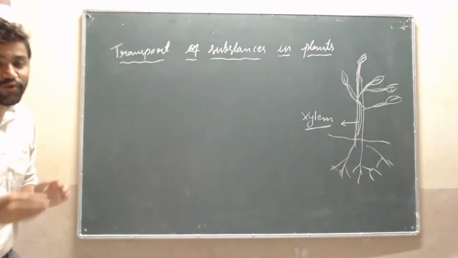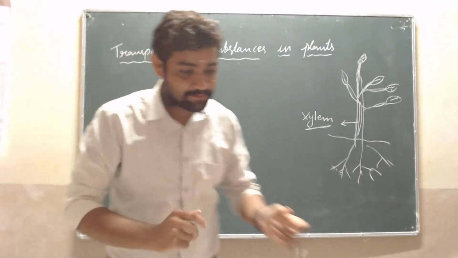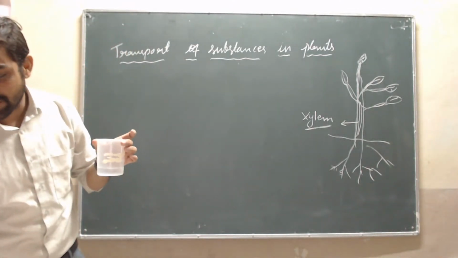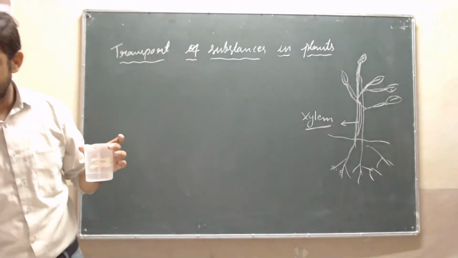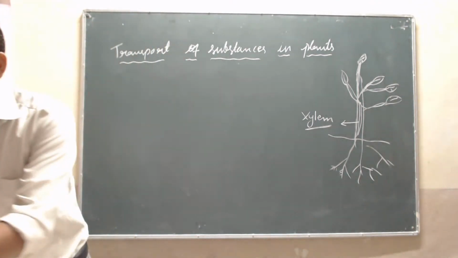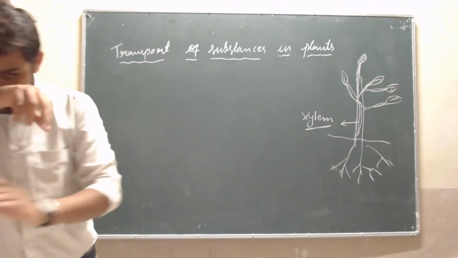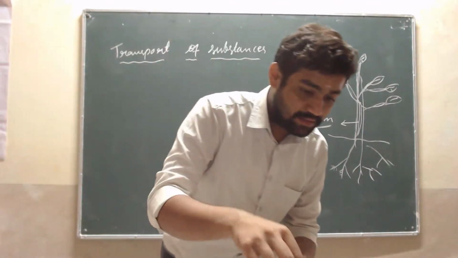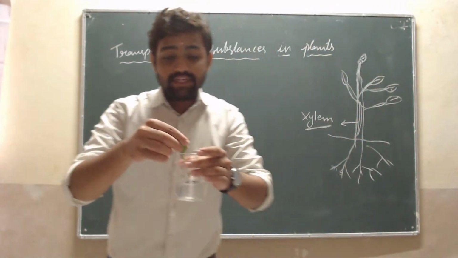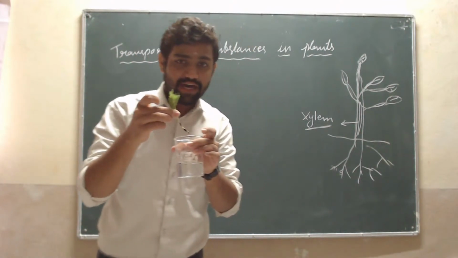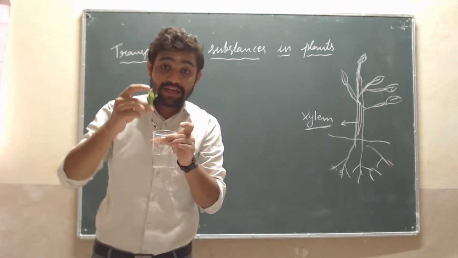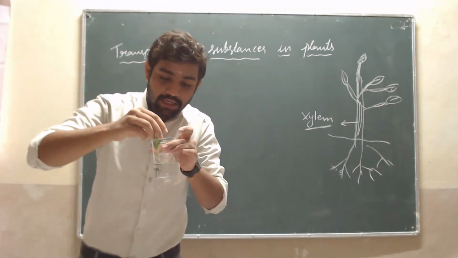Are you understanding my point? Yes. Let us do one activity. Take a beaker and add some water to it. See, I have actually made it here for you. Take a small piece of a herb, a stem or a branch like this. We have to put it into the beaker.